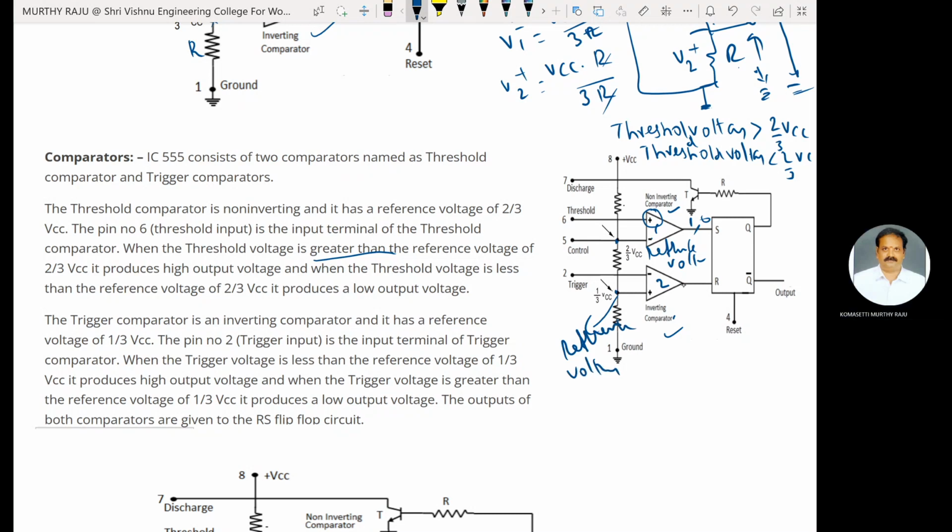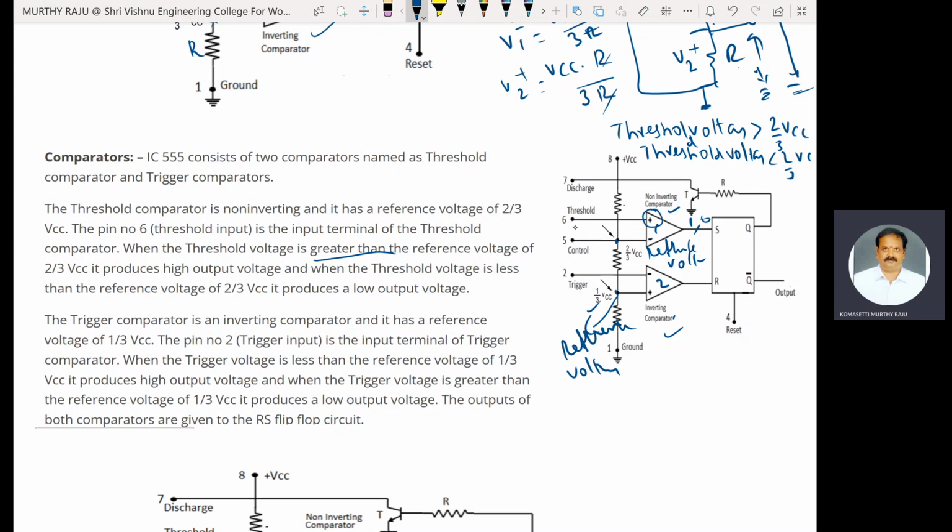Again, comparator means comparing the two voltages applied to the inverting and non-inverting terminals of the op-amp and producing an output based on the condition. Which one is higher? The higher value appears at the output of the comparator. The trigger comparator is an inverting comparator and has reference voltage 1/3 VCC. Pin number 2, the trigger input, is the input terminal of the trigger comparator.